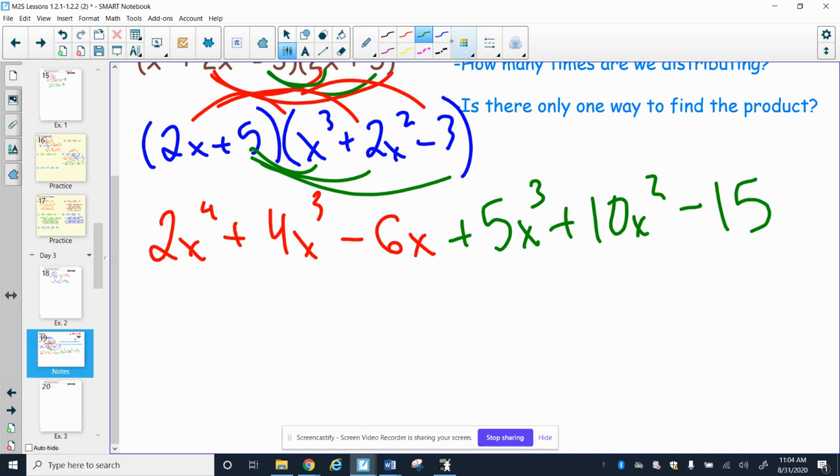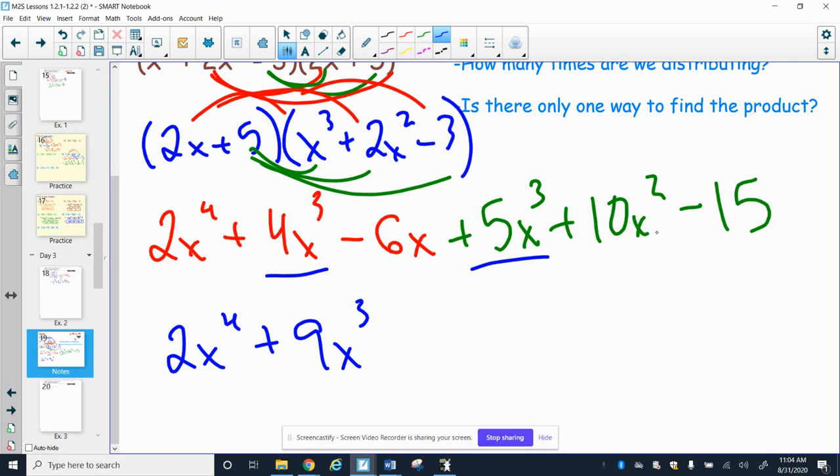So now it's just a combining like terms problem here. So 2x to the fourth doesn't have anything that it pairs up with. Then we keep looking. We have a 4x to the third, 5x to the third. So we combine those, plus 9x to the third. Now we keep looking. So we have a 10x squared.